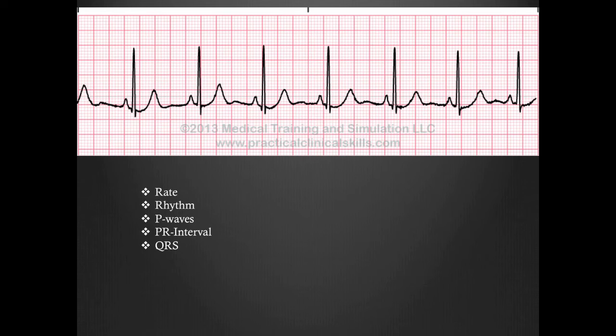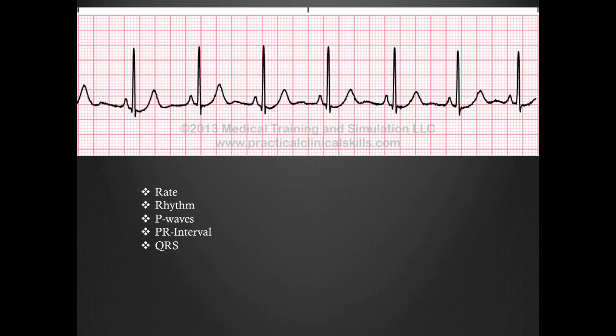Let's look at the P waves. Are they round? Are they upright? Are they uniform? Yes, they are. Is there a QRS for every P? Yes. Is there a P for every QRS? Yes. What is the PR interval? Well, actually, it looks to be pretty good at about 0.12, 0.13. And finally, are the QRS complexes wide or narrow? They are narrow. There are no red flags on this one.